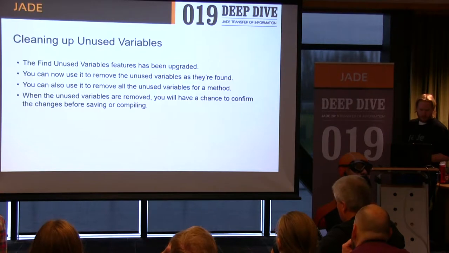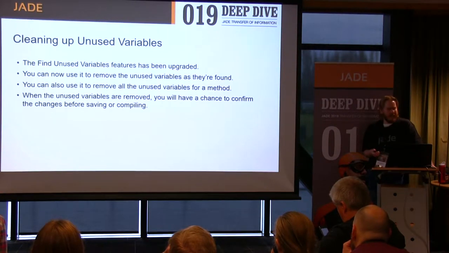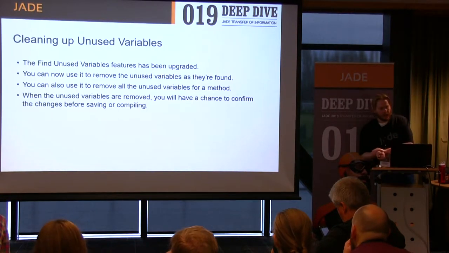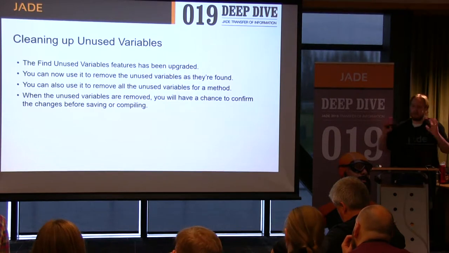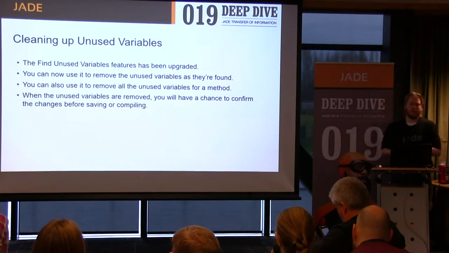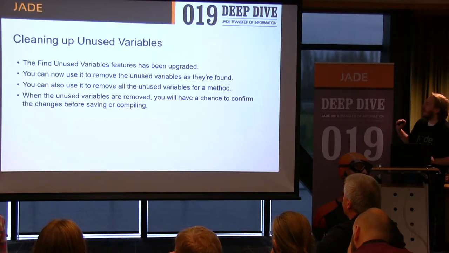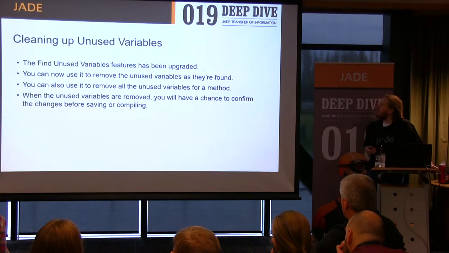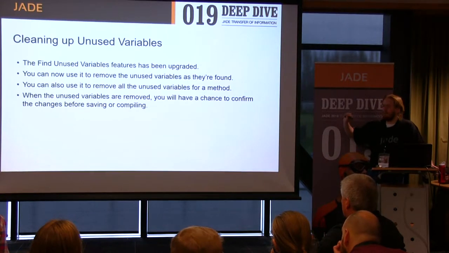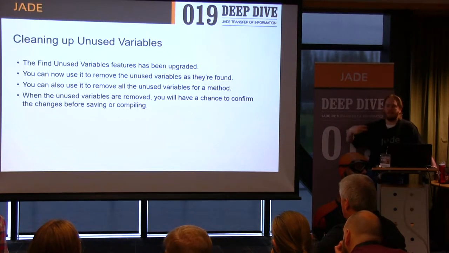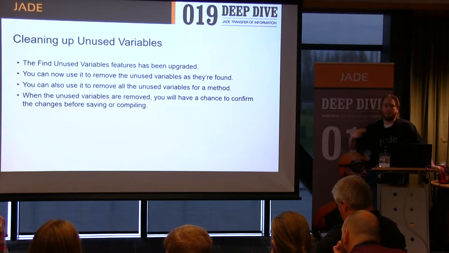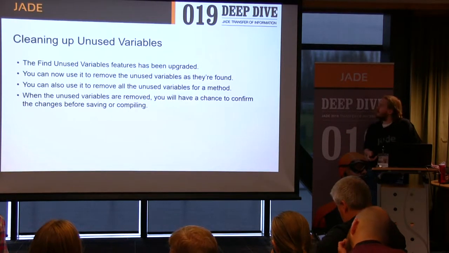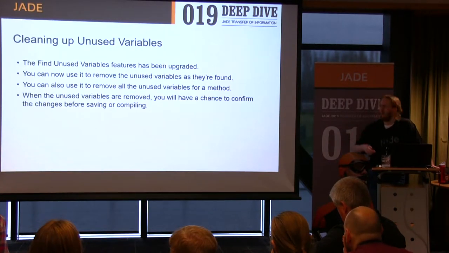Right, next one along, we are cleaning up unused variables. One of the things we're trying to do is just make the refactoring process a little bit easier. We've got a few features around this, but this is the cooler one, so it gets its own feature. Previously we had a dialog, find unused variables. You could right click on a method, go find unused variables, and it would tell you whatever variables you've declared but never actually used in the code. We've made that a bit better, so rather than just finding them, you can also now remove them from that dialog.